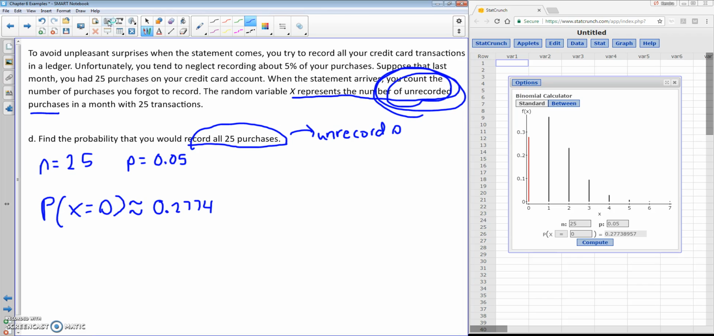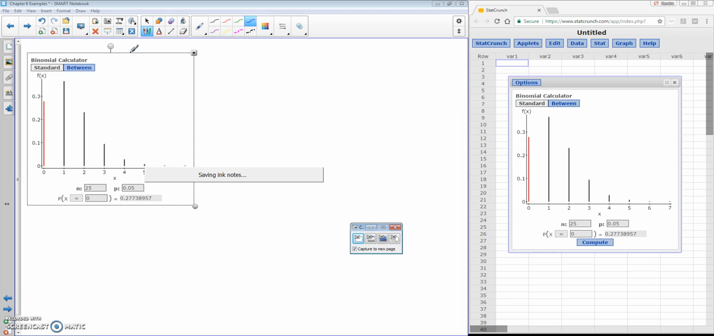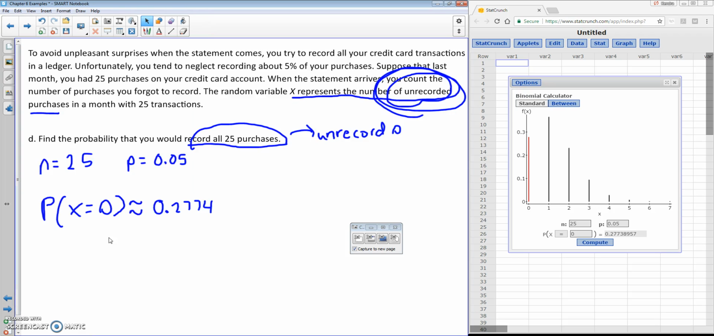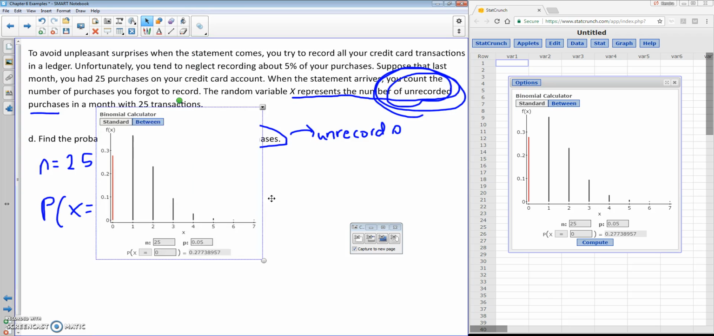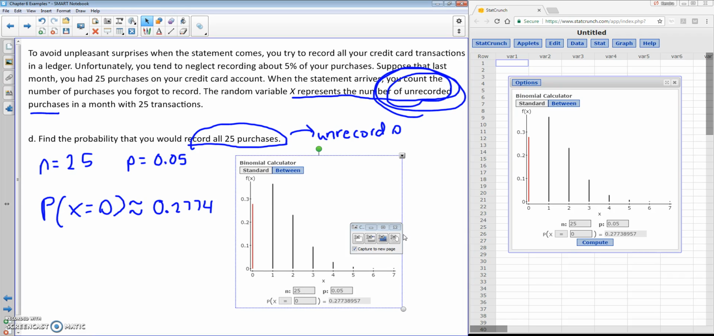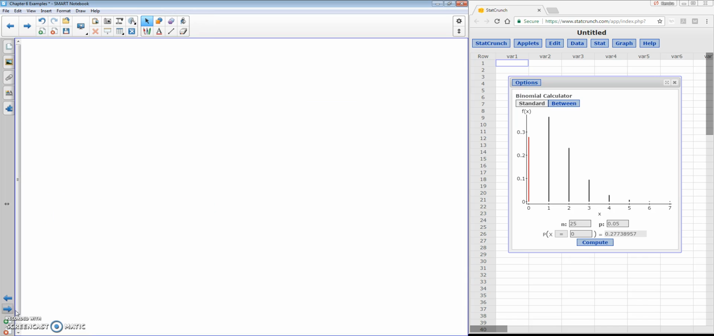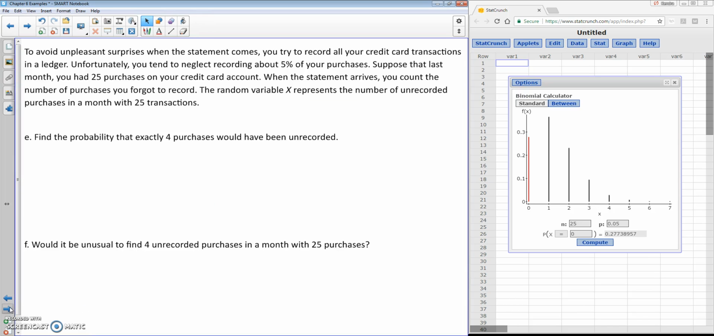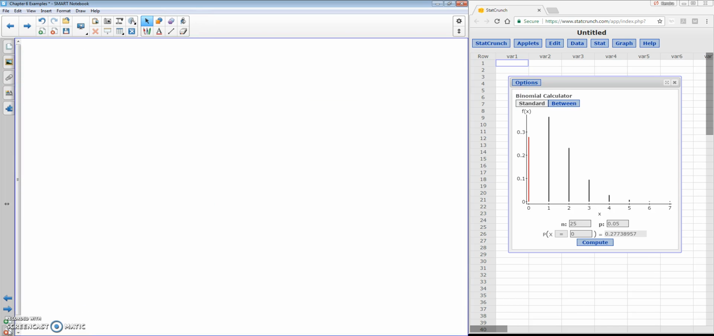Let's just take a little screen capture here. You can see what we did. So we can run the binomial calculator. Let's just cut this and then paste this on the same page here. So we're just going to binomial calculator. So another problem there.